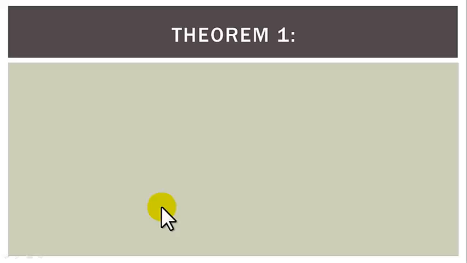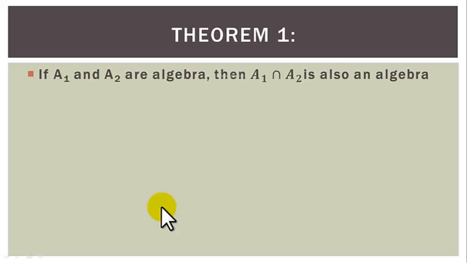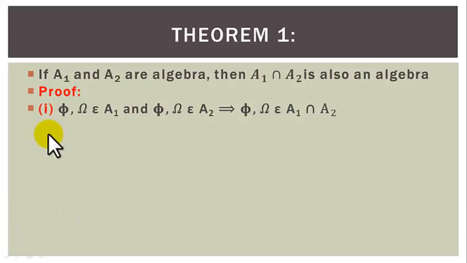Theorem 1. If A1 and A2 are algebras, then A1 intersection A2 is also an algebra. Proof. 1. Since A1 and A2 are algebras, empty set and omega are elements of A1. Also, empty set and omega are elements of A2. And since these two are elements of A1 and A2, it follows that empty set and omega are elements of A1 intersection A2.